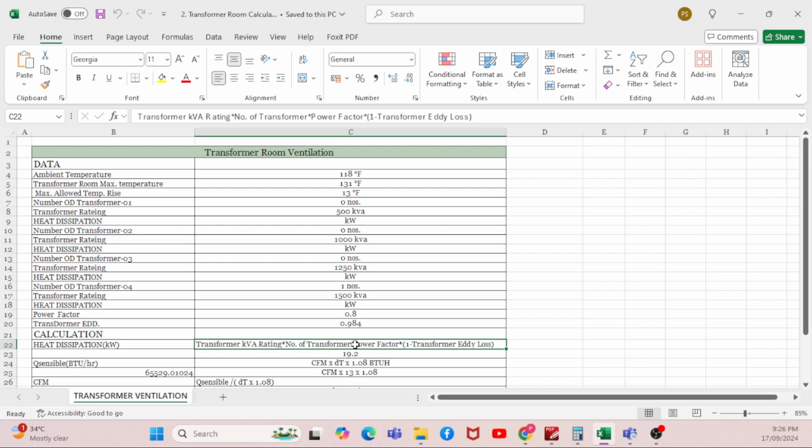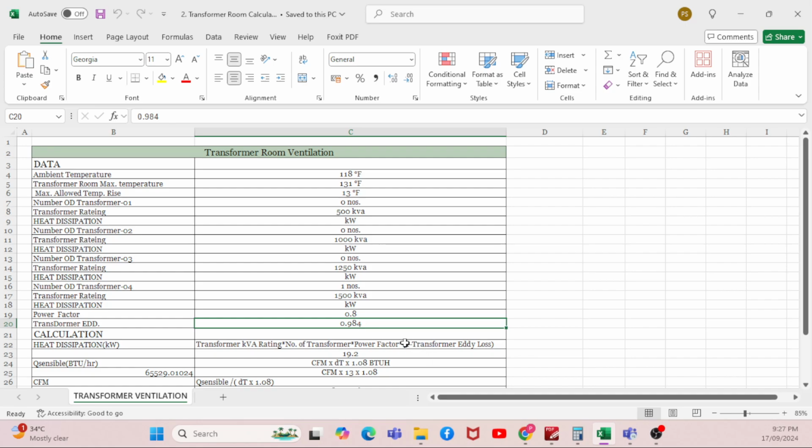Kilowatt is equal to kVA multiplied by power factor. So then you will get kilowatt. Now the transformer efficiency. To calculate it, you put the percentage, which is nothing but 98 percent, 99 percent or 97 percent, whatever the efficiency is, as a fraction.